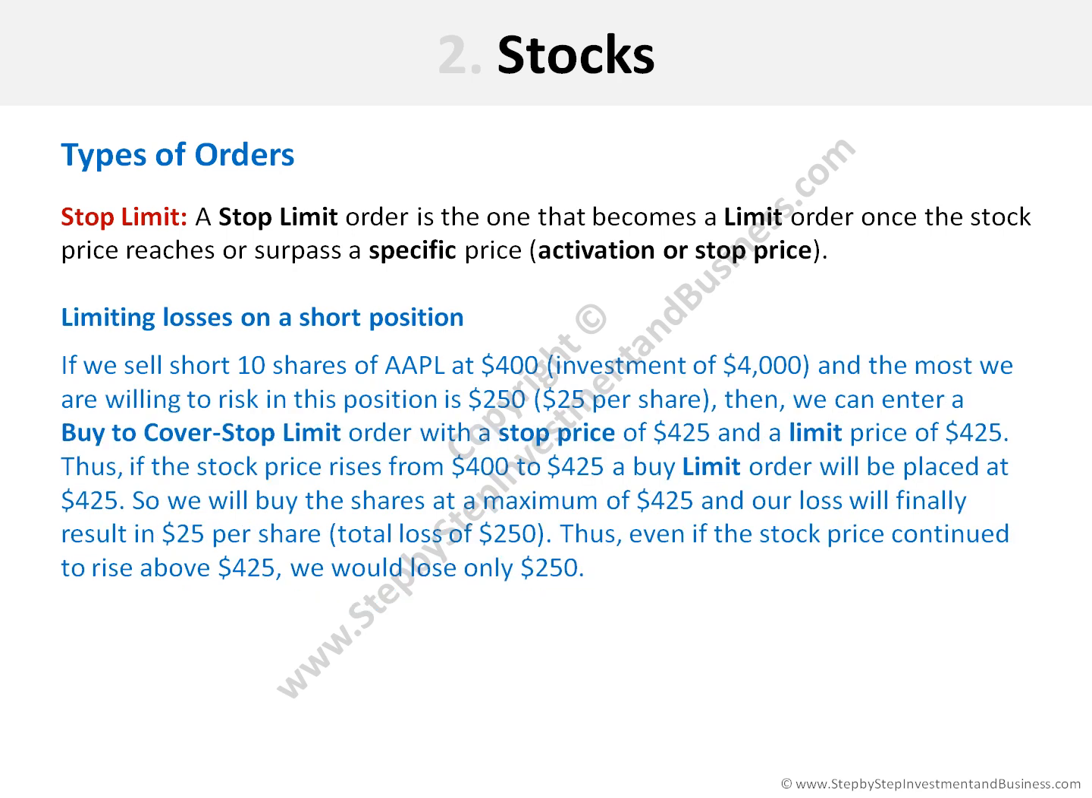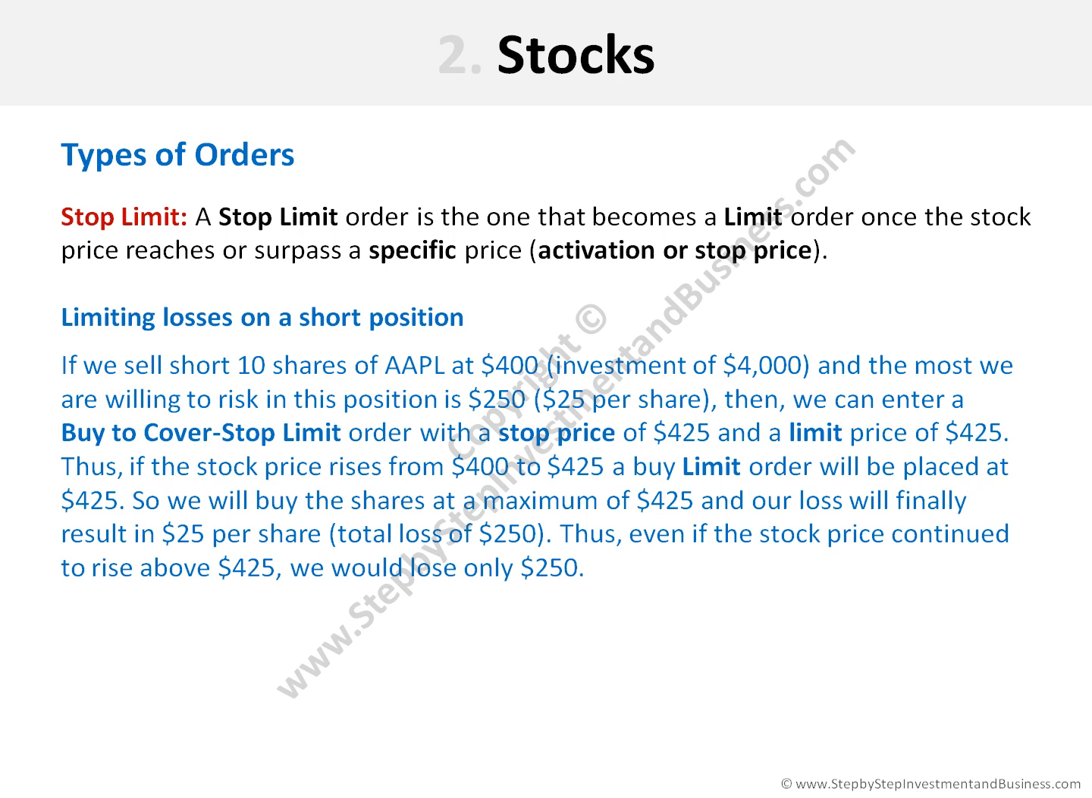An example of the use of the stop limit order in the case we would like to limit losses on a short position is the following. If we sell short 10 shares of Apple at $400, that is, an investment of $4,000, and the most we are willing to risk in this position is $250, that is, $25 per share, then we can enter a buy-to-cover stop limit order with a stop price of $425 and a limit price of $425.